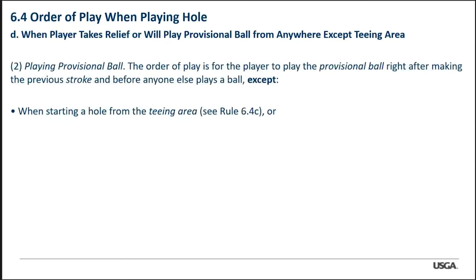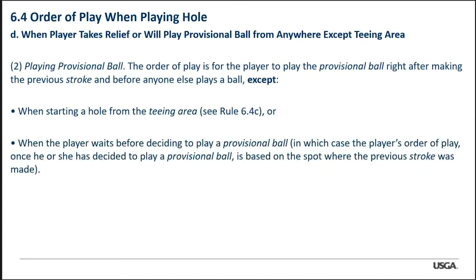Playing a provisional ball, the order of play is for the provisional ball right after making the previous stroke and before anyone else plays a ball. That's anywhere except the teeing area. So remember the teeing area, you go back to the end of the line. Everywhere else, you play right away. If it was your turn to play and you hit one and you're going to play a provisional, it's still your turn to play the provisional.